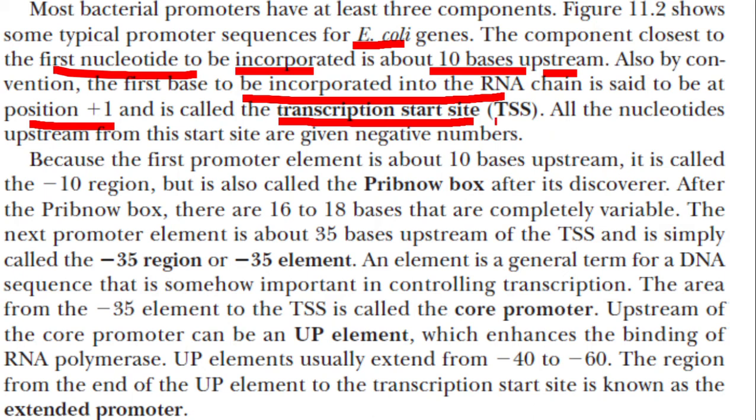TSS is the first base against which the first ribonucleotide is added. And we indicate it by the symbol +1. So +1 indicates the first base on the DNA against which the first ribonucleotide is added. From there, more and more nucleotides are added. Accordingly, we say +2, +3, +4, +5, like that. It is going from left to the right.